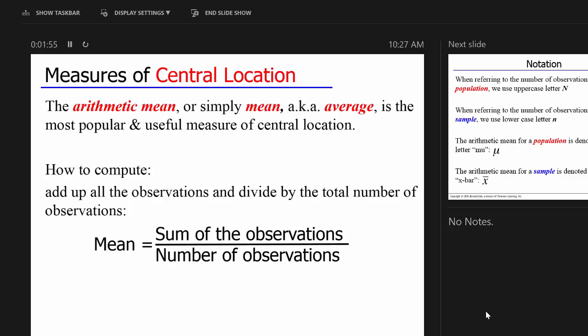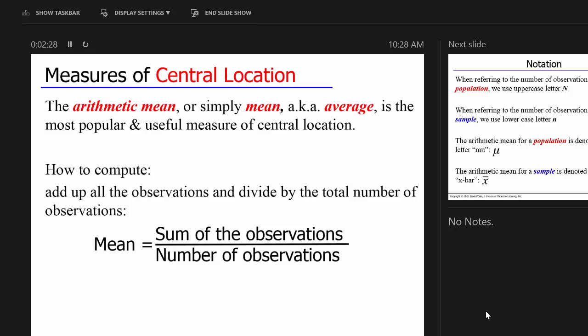All right, so here's the plan. We're going to discuss three things. Number one is central location, measures of central location. Number two, measures of variability. And number three, measures of relative standing. Okay? So let's start with central location.